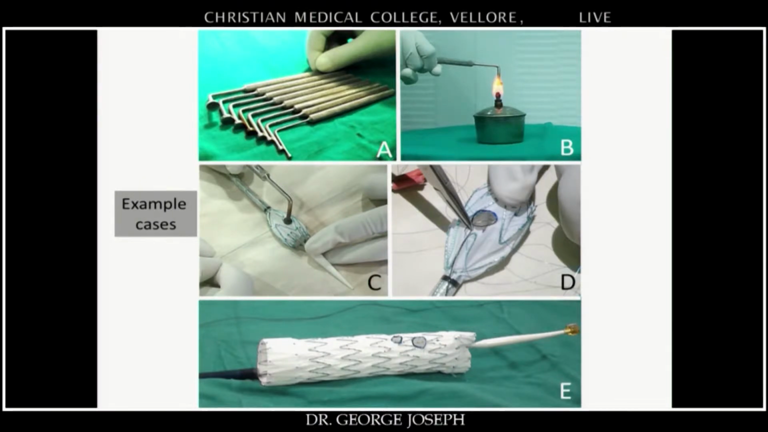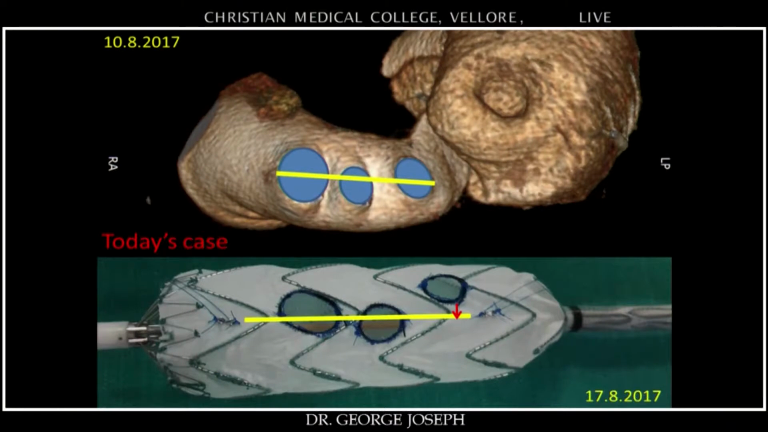Next slide, please. So we make fenestrations using our fenestrators, circular and oval. We have both of them, and we line the fenestration with radiopaque wire and then resheath the device. Next slide. So this is what we have done.